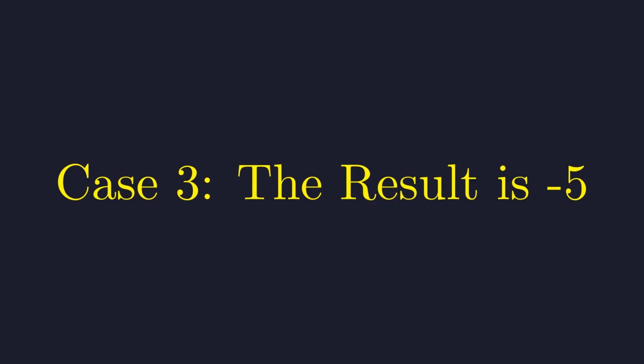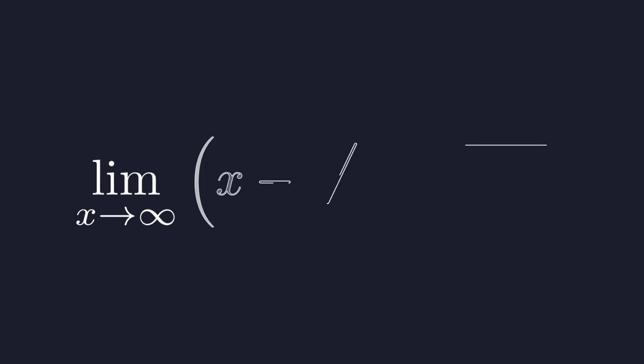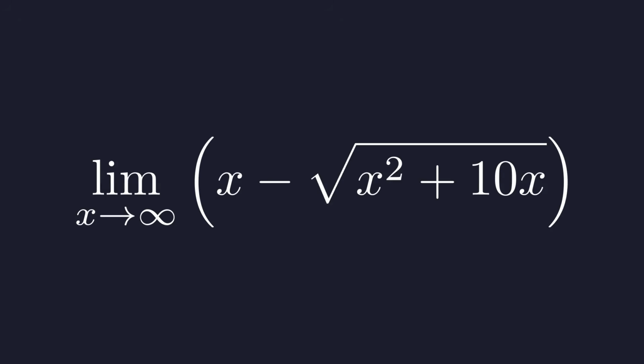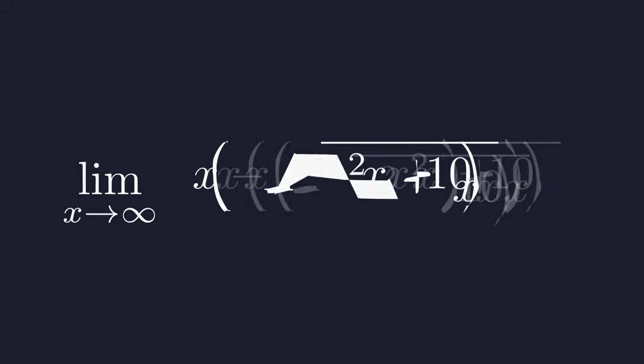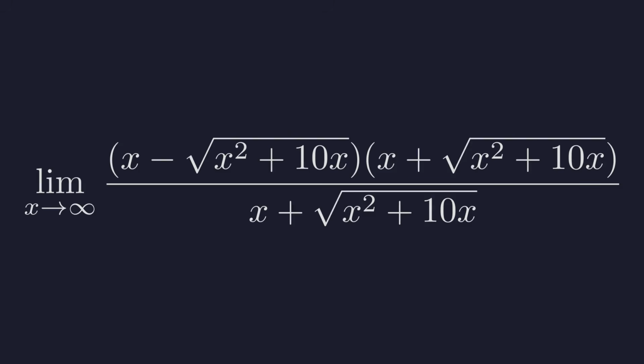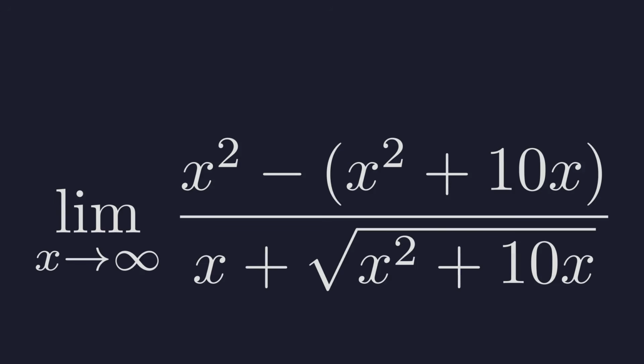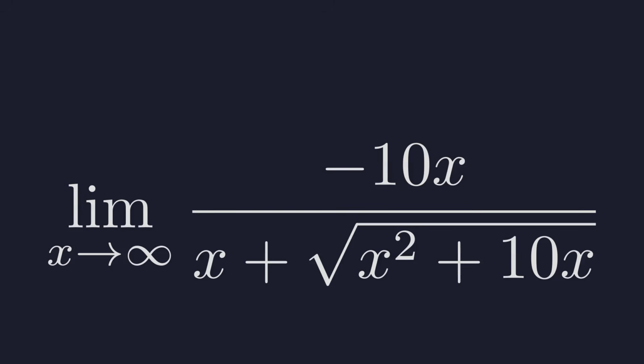By simply flipping the terms, we can even arrive at a negative result. Let's consider the limit of x minus the square root of x squared plus 10x. This is again an infinity minus infinity form. We use the same conjugate multiplication technique as before. We multiply and divide by x plus the square root of x squared plus 10x. The numerator becomes x squared minus the quantity x squared plus 10x, which simplifies to negative 10x in the numerator. The denominator is essentially the same as in the previous case.